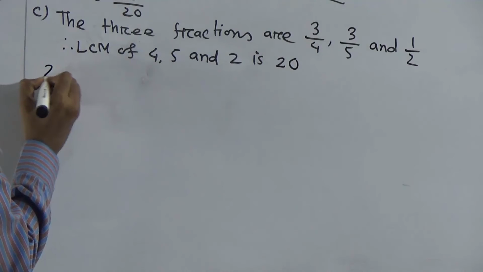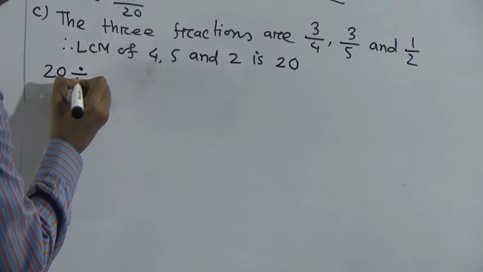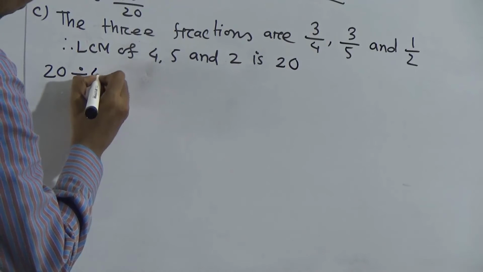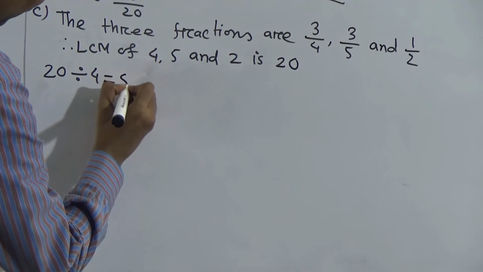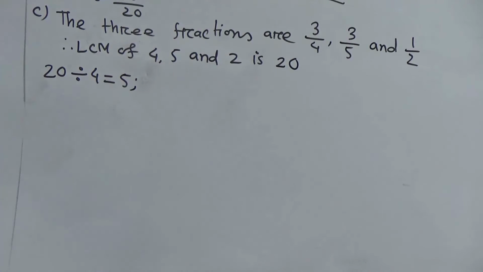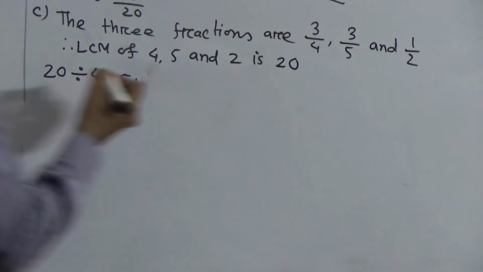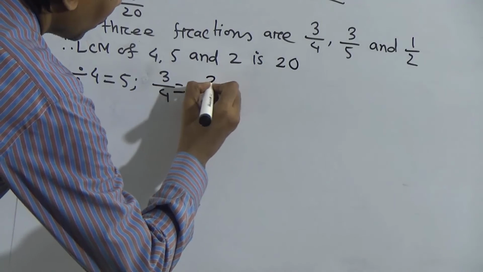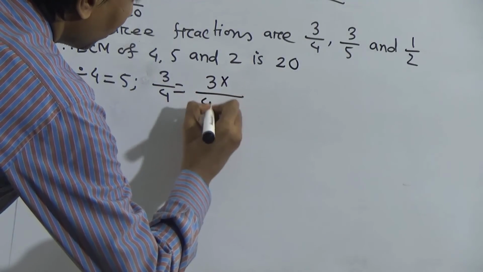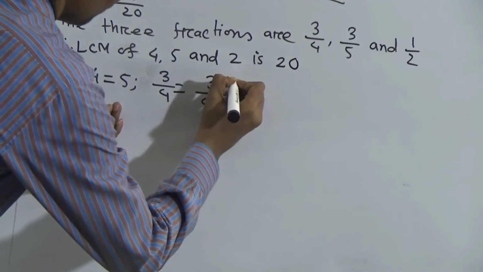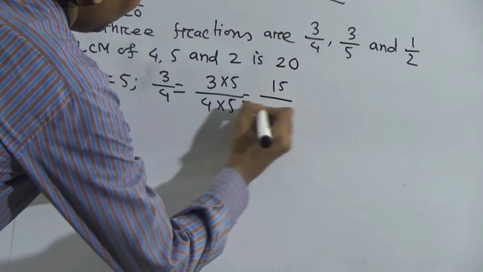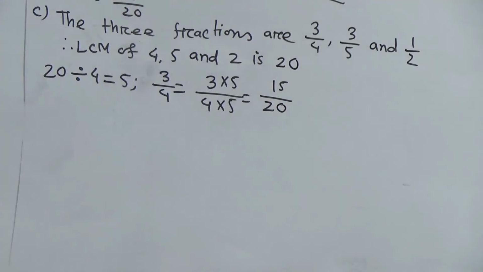Now 20 division, the first denominator 4, then you get 5. Okay, you divide 20 by 4, then you get 5. Right here 3 by 4, this equal to 3 into 5, 15 by 4 5s are 20. Okay.